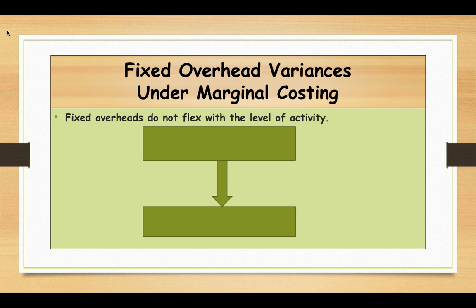So under marginal costing, there is no under or over absorption of overhead. So the only fixed overhead variance we will come across is the fixed overhead expenditure variance. So under marginal costing, the fixed overhead cost variance is equal to the fixed overhead expenditure variance because fixed overhead is treated as a period cost. So under marginal costing, there is only one fixed overhead variance, which is the fixed overhead expenditure variance.